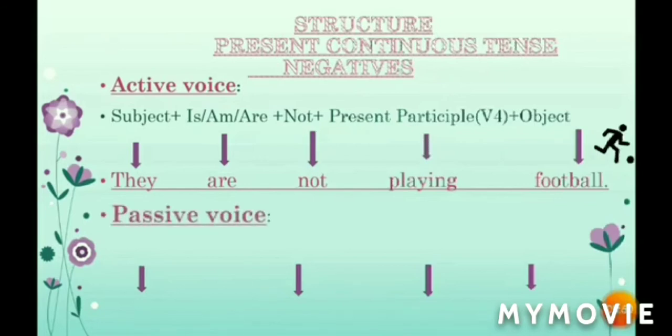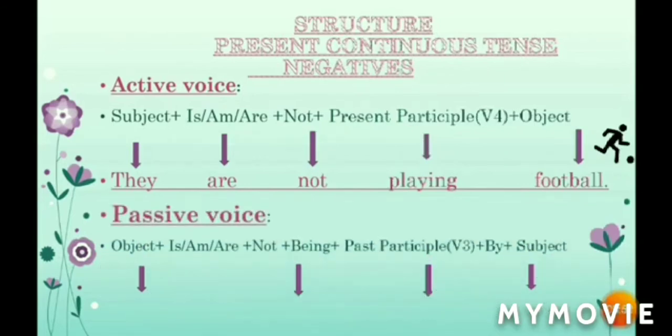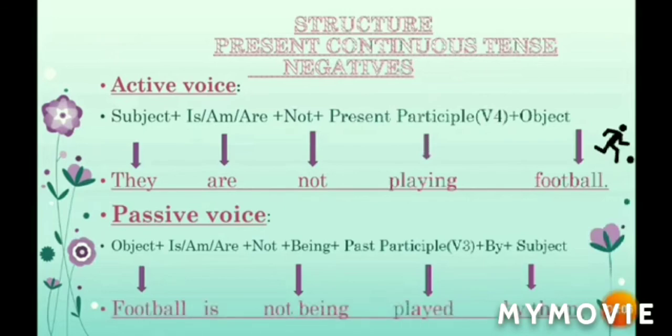With the addition of not, the passive structure is object plus is, am, are plus not plus being plus past participle plus by plus subject. Let's convert the same sentence. Football is not being played by them.